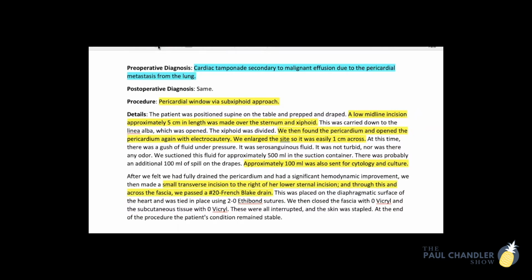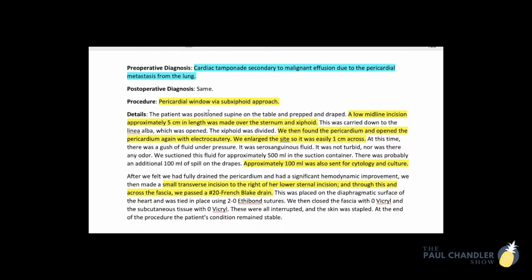This was placed on the diaphragmatic surface of the heart and was tied in place using 2-0 Ethibond sutures. Okay, just start closing it up. We then closed the fascia with 0 Vicryl and subcutaneous tissue with 0 Vicryl. These were all interrupted and the skin was stapled. At the end of the procedure, the patient's condition remained stable. So that's great. Okay, so looking at the yellow stuff.